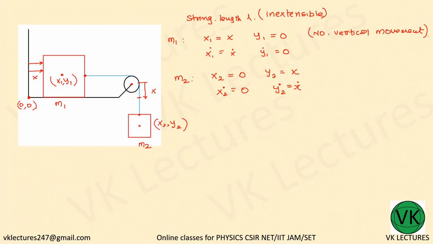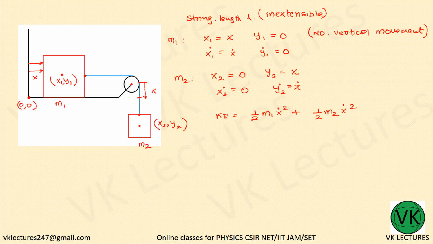Now the kinetic energy is of both, so half m1 x dot squared plus half m2 y2 dot squared, which is nothing but x dot squared. So kinetic energy equal to half m1 x dot squared plus half m2 x dot squared. So that is the total kinetic energy.